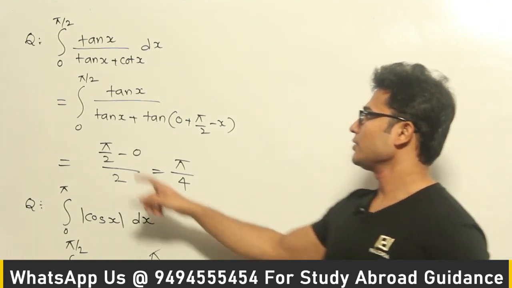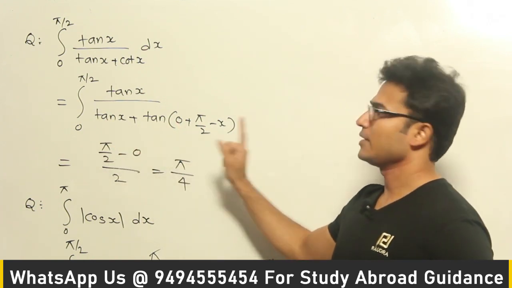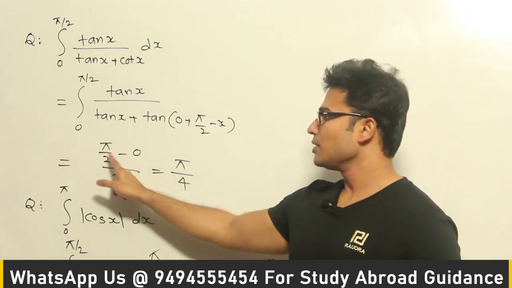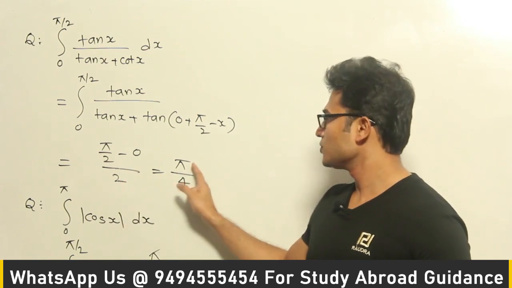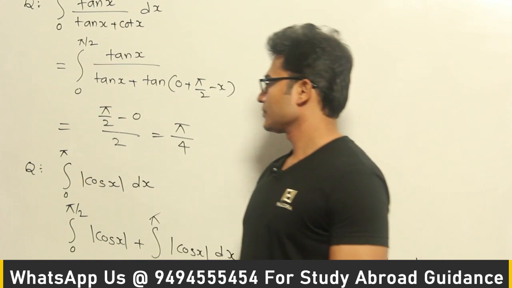So what is the property? f of x by f of x plus f of a plus b minus x can be written as b minus a by 2, which is going to be pi by 4. Alright. Okay, let's look at the next question.